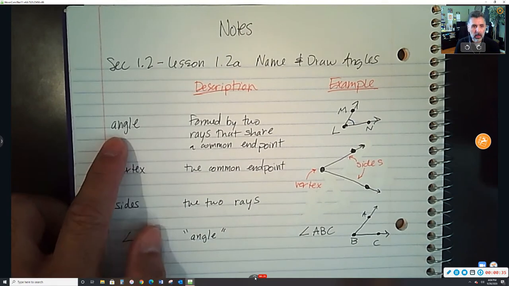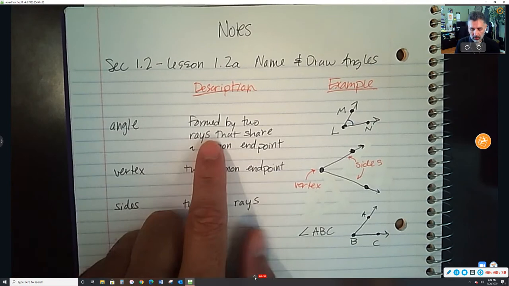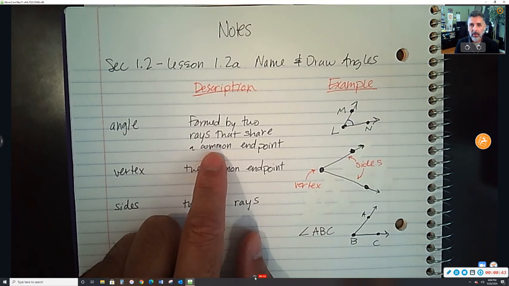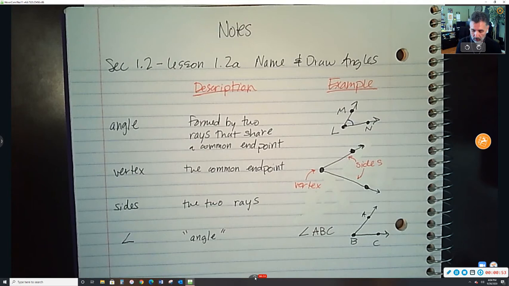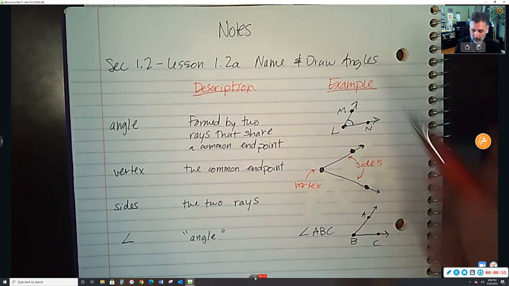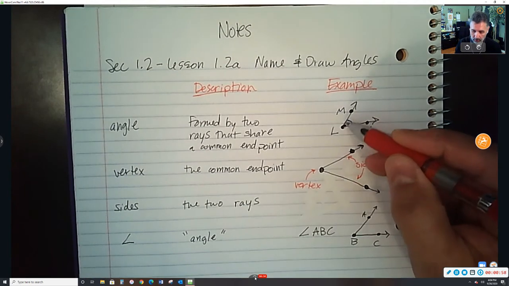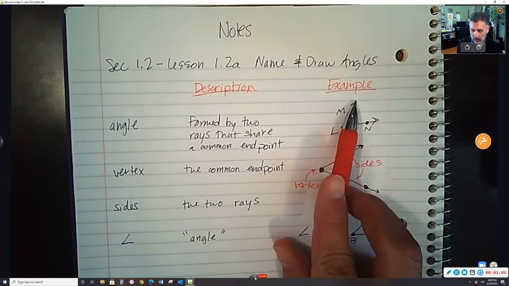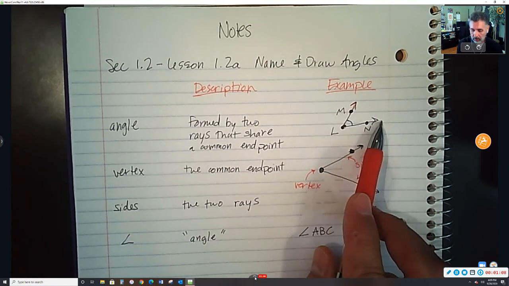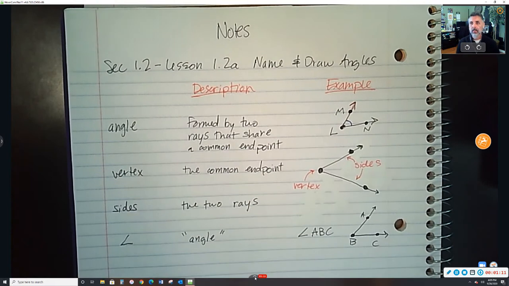Okay, so first we have an angle, and an angle is formed by 2 rays that share a common endpoint. Now remember, rays was from the last section where it has a point on one side and then it has an arrowhead on the other side. So like here's a point and then an arrowhead. So that's a ray. So if we have 2 rays that share an endpoint, there's one ray going in that direction, and there's another ray going in that direction. That basically makes an angle.